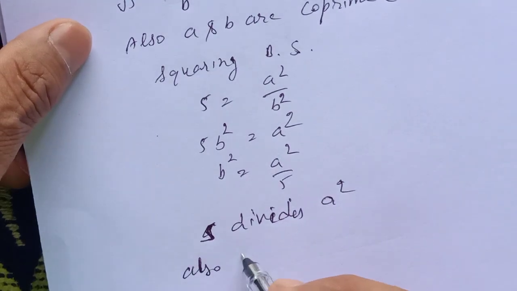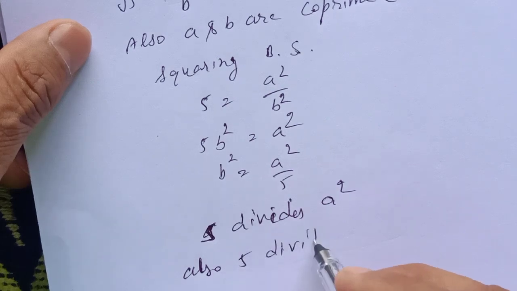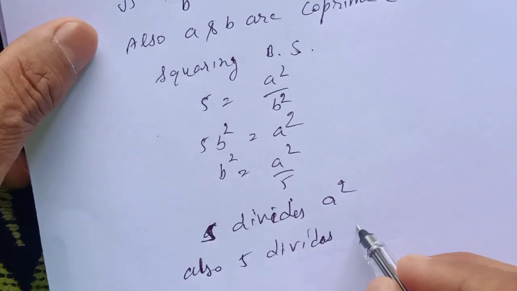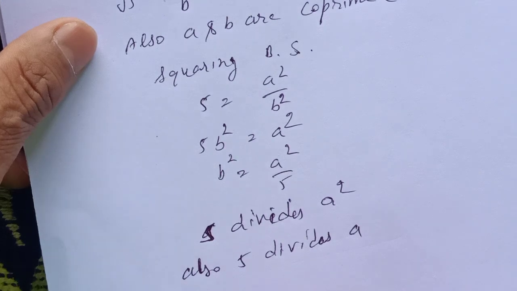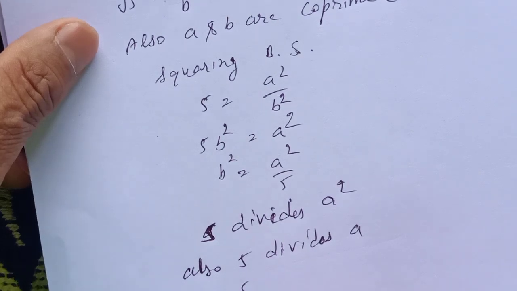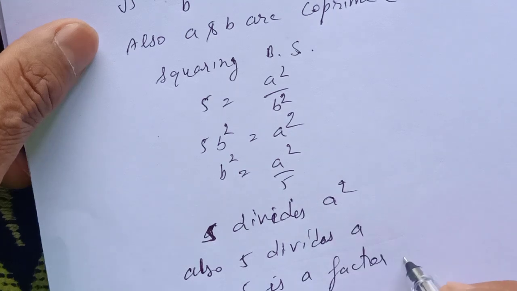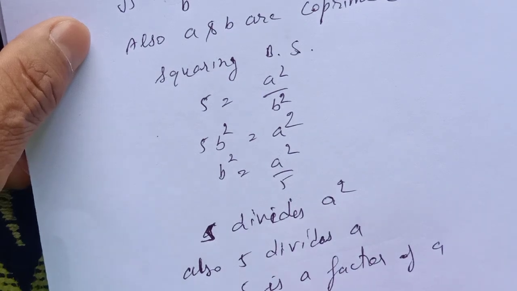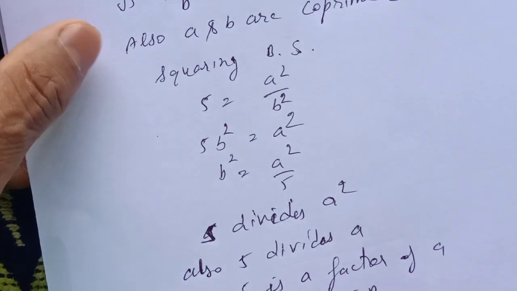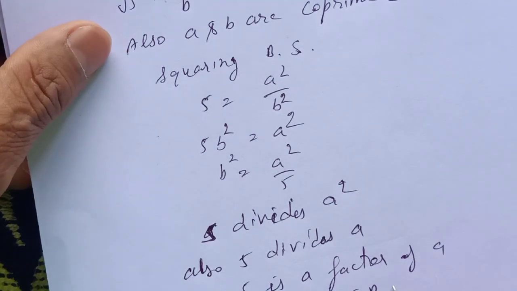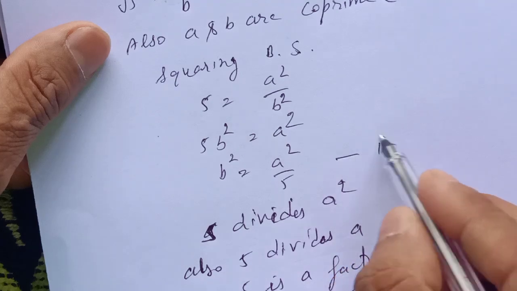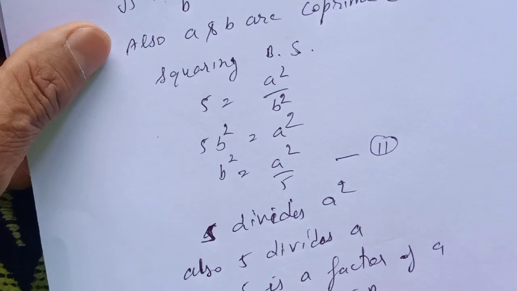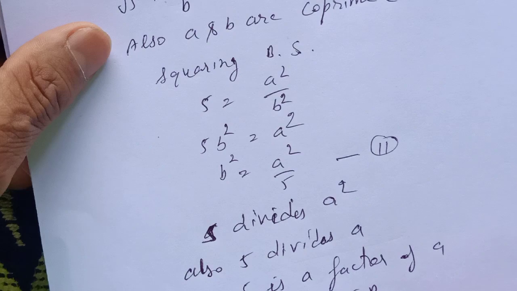Also 5 divides a. So 5 is a factor of a. Let a is equal to 5p. Put it in second.